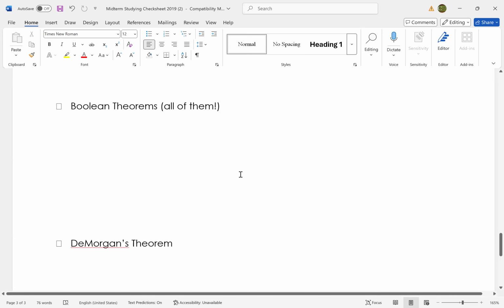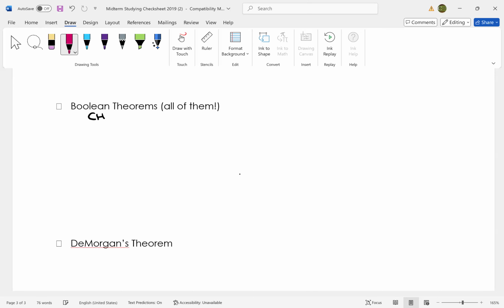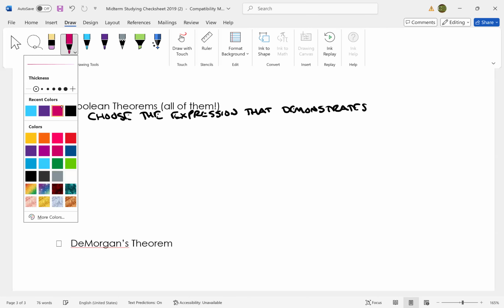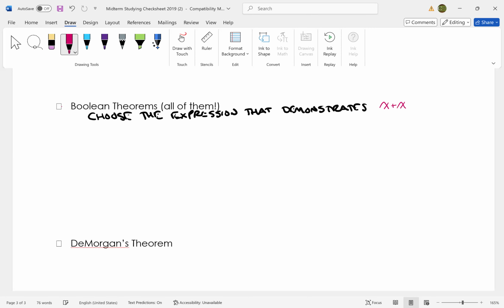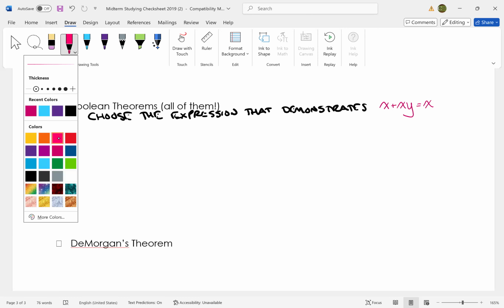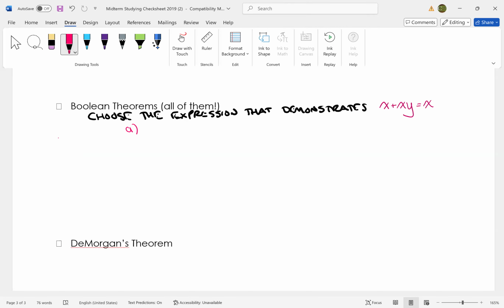And I'm going to write a question that says, choose the expression that demonstrates a theorem that you know. So a theorem that you know is this one: X or XY is simply the same as just X. And I'm going to give you some choices there. And the question would have the choice.